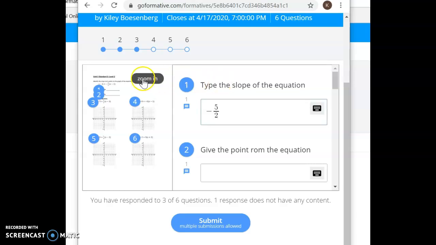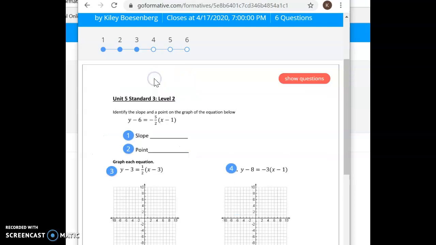Now I need to see the question again, so I can do question number 2. This one is asking me for the point that is on the line. On this one, give the x number first. It says -1, so I'm going to say +1. It says -6, so I'm going to say +6. So it's going to be 1, 6.